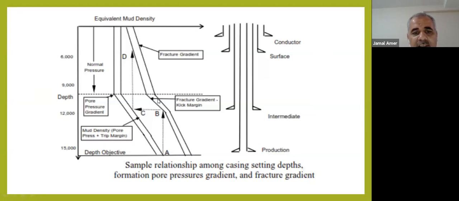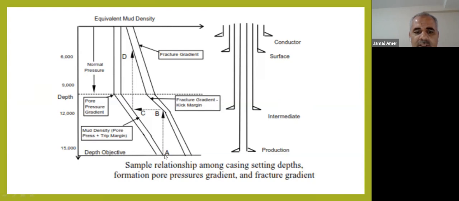But on the other side, what do we have? We have kick margin. So we will subtract 0.5 from the fracture gradient. It will come here as what we call the kick margin. How to select the depth? How to select the depth here?